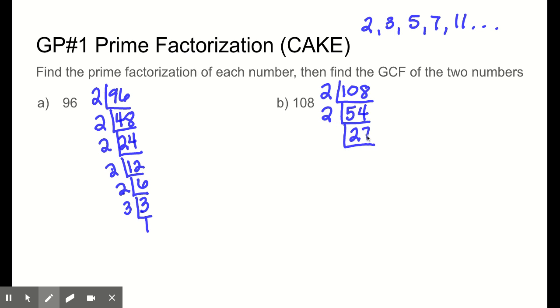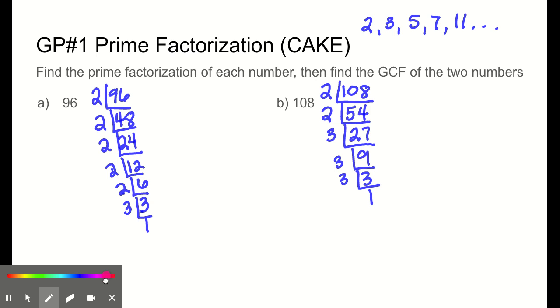Now, 7 is not an even number, therefore 27 is not divisible by 2. So we have to move on to the next smallest prime number, which is 3. 27 divided by 3 is 9. 9 divided by 3 is 3. And 3 divided by 3 is 1. Again, we get down to 1, so our prime factorization is complete. The prime factorization of the number 108 is 2 times 2 times 3 times 3 times 3.